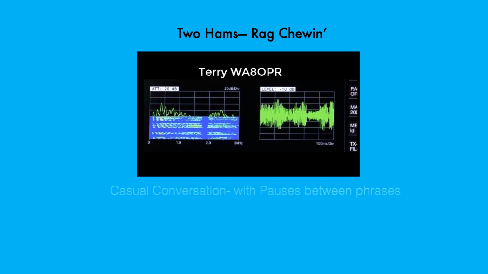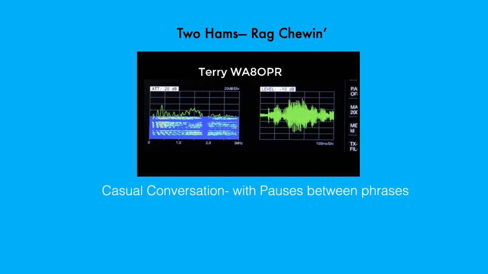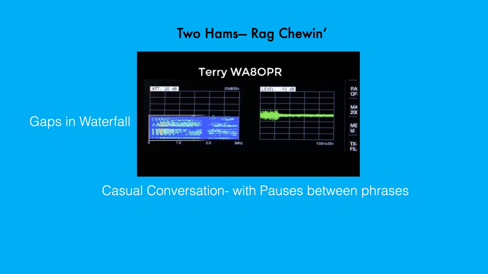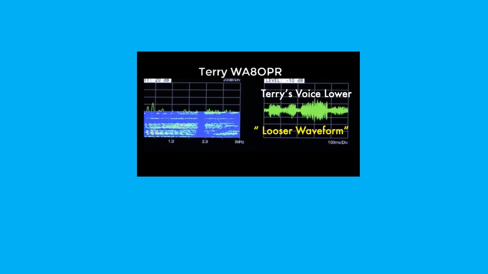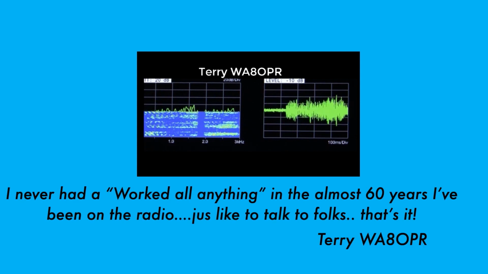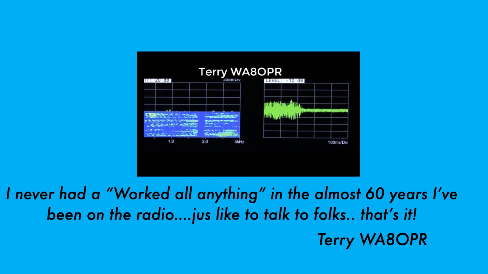Live in town, nice settled neighborhood. But no, I wouldn't dream about putting a beam up or anything. I wouldn't want to disturb the aesthetics of the neighborhood. But I spent a couple of years researching antennas. I just put every wire antenna you can think of up and settled on the NVIS. But pretty much for what I do, that's sufficient for communicating anywhere. I don't chase DX or anything. I never had a work all anything in the almost 60 years I've been on the radio. Just like to talk to folks. That's it. Back to you, Paul.